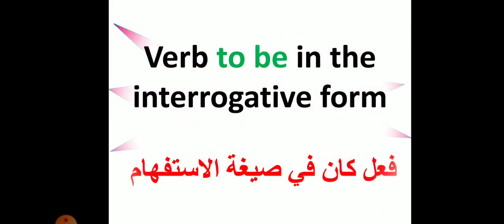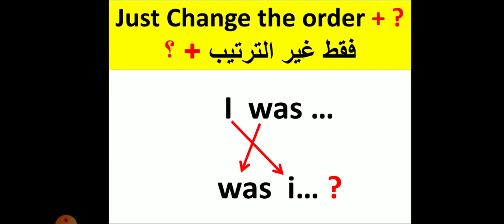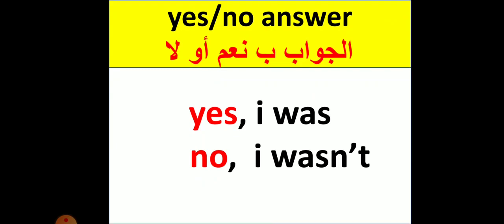We start with verb to be in the interrogative form. The affirmative form of verb to be is I was in the simple past. But for the interrogative form, we change the order of the verb and the subject. So I was becomes was I plus question mark. The short answer, or yes/no answer, is yes, I was, no, I wasn't.